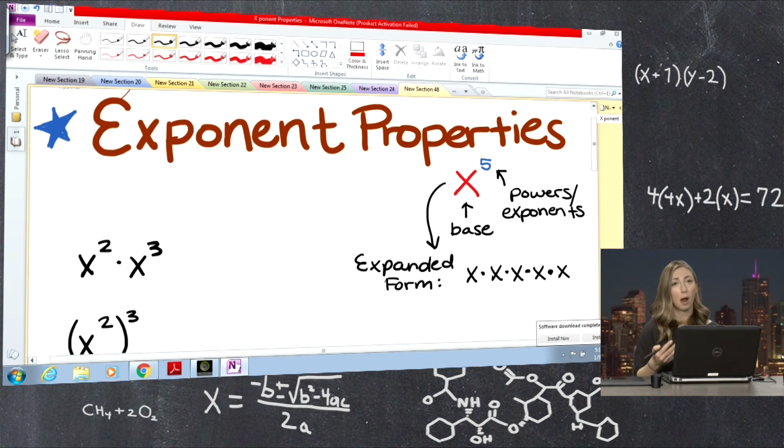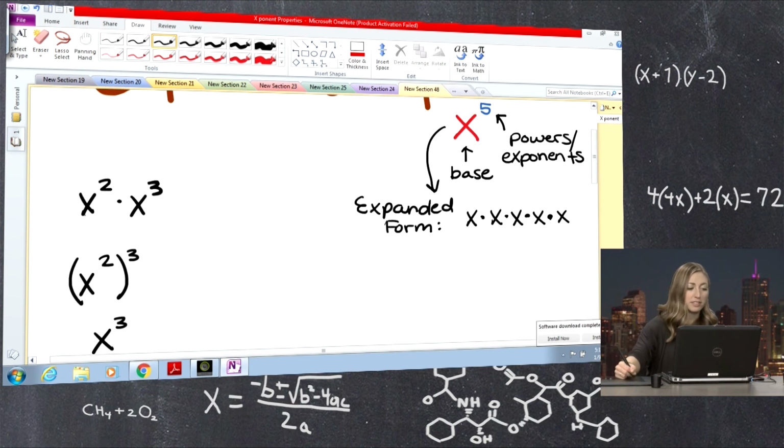So there are a couple of properties that we can learn about, and properties in math are really just shortcuts. Properties are patterns that were noticed, and then a shortcut is applied so that we don't have to do the long way every time. So let's look at this first example here. It says x squared times x to the 3rd. We can simplify this expression by using what's called the product of powers property.